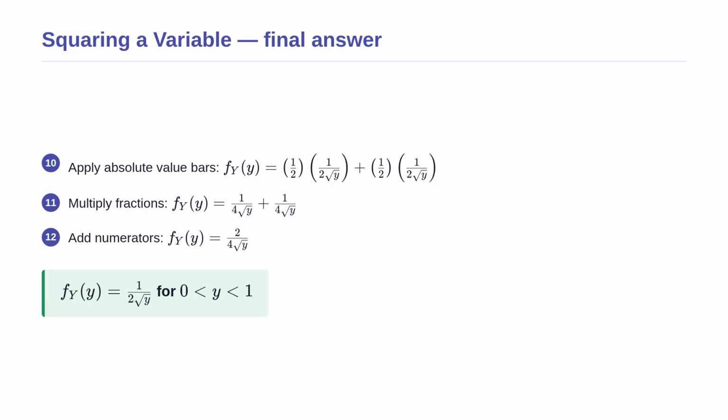Physically, this massive spike near 0 happens because the slope of x squared is very flat near 0, squishing a large range of x values into a tiny range of y values.